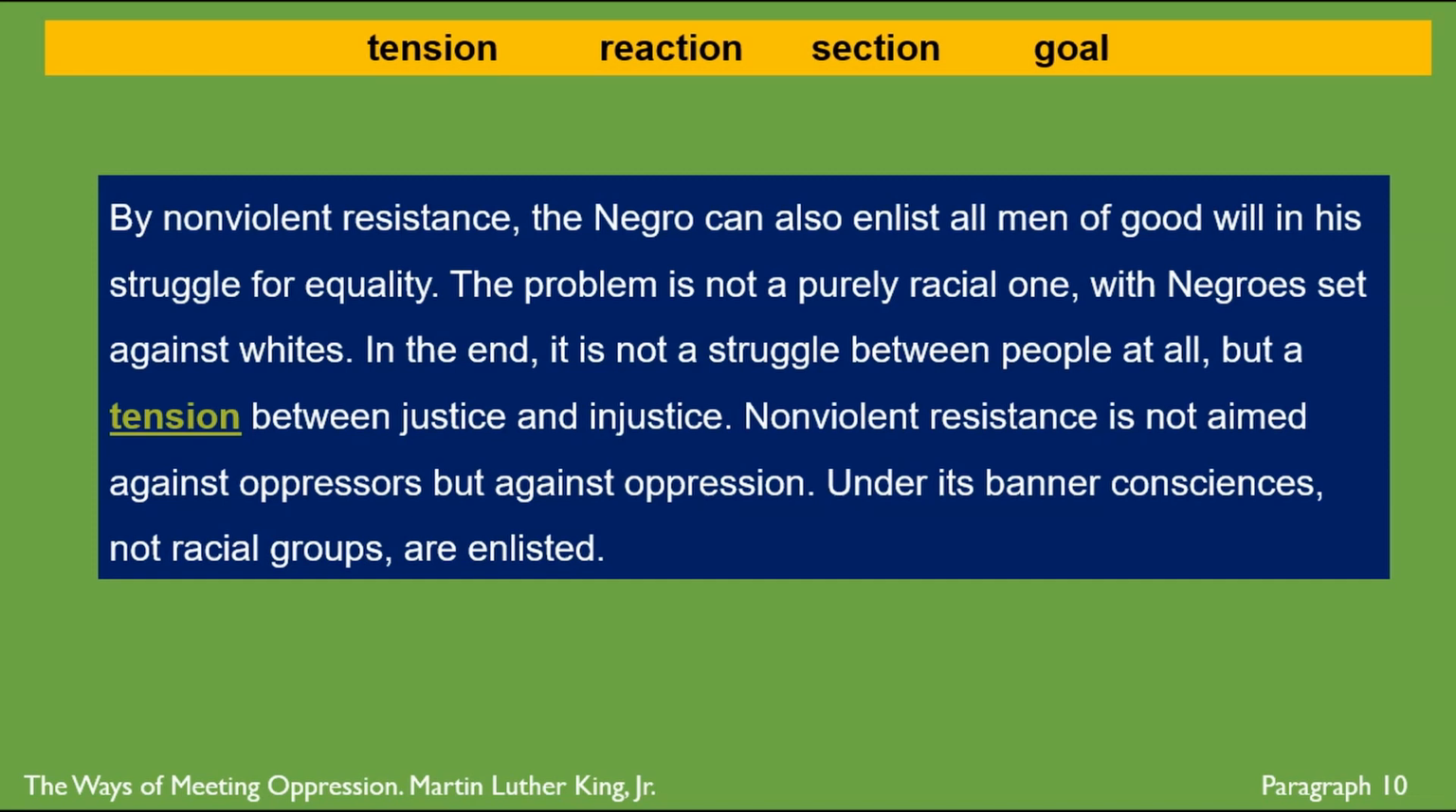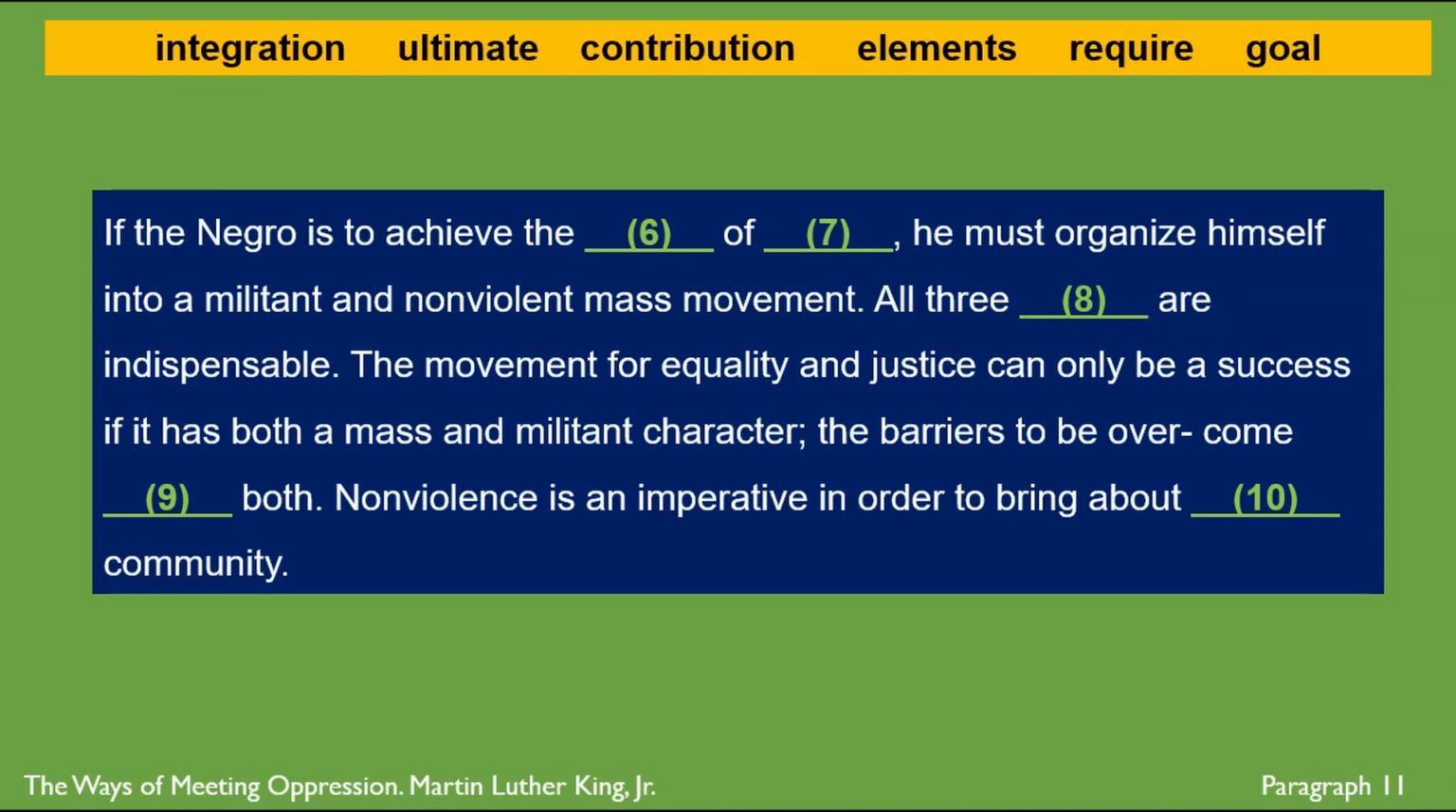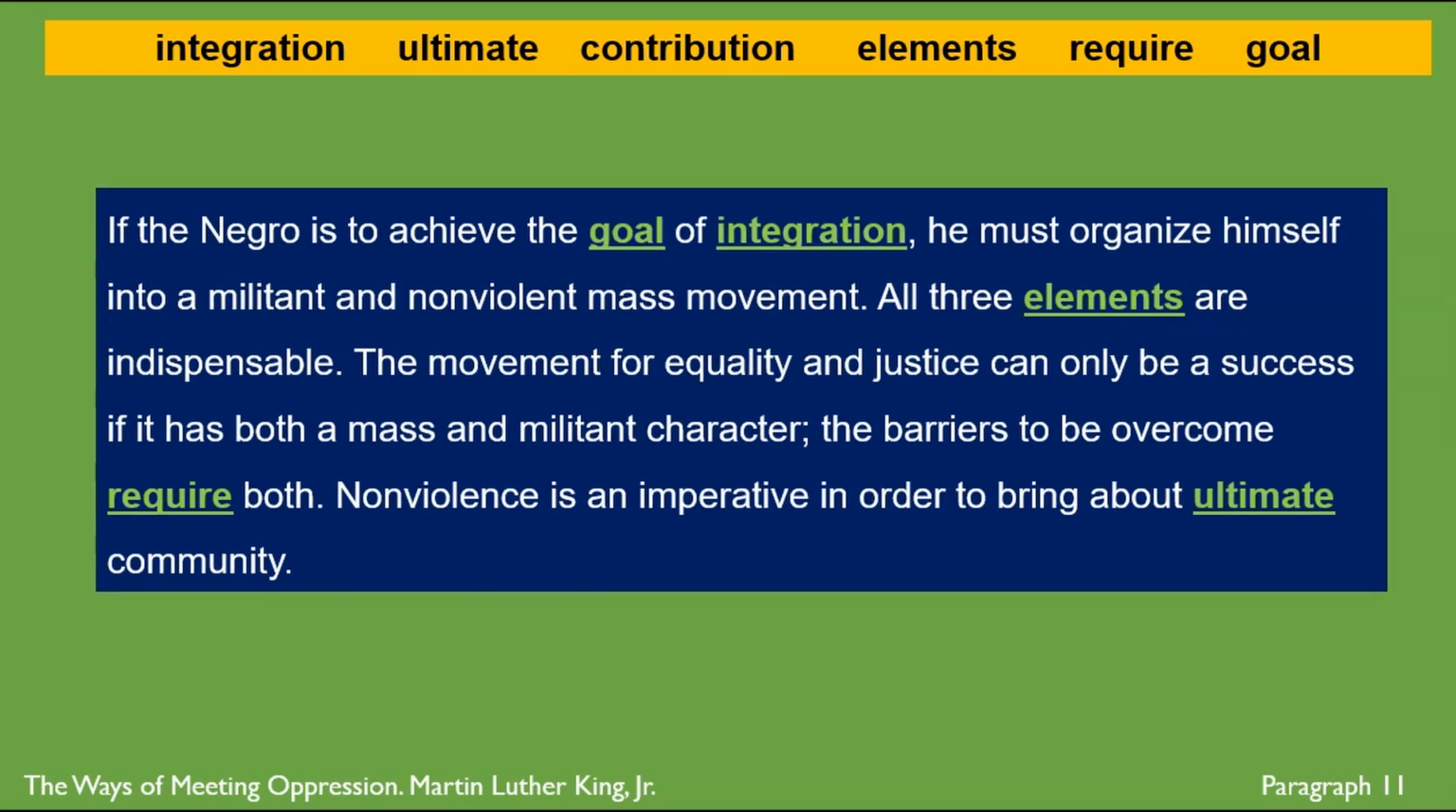This paragraph is going to be a little more challenging. You have 5 blanks in this one, but your choices are integration, ultimate, contribution, elements, require, and goal. Pause the video, take your time, do your best. The correct answers here are goal, integration, elements, require, and ultimate.